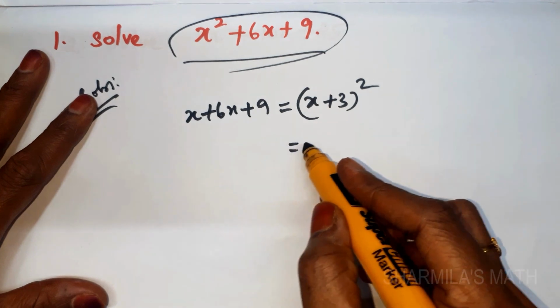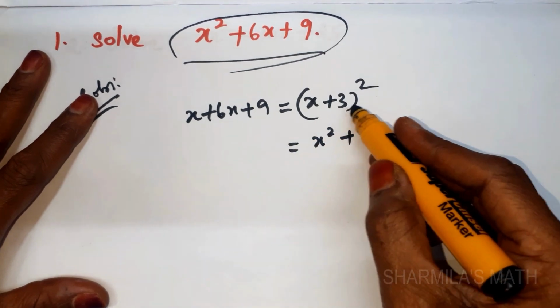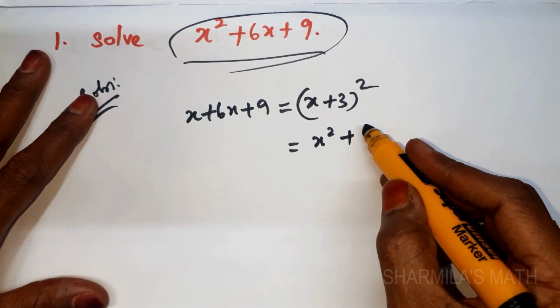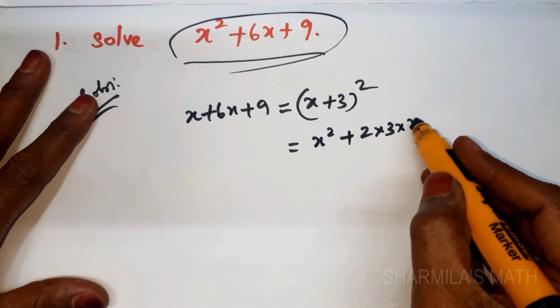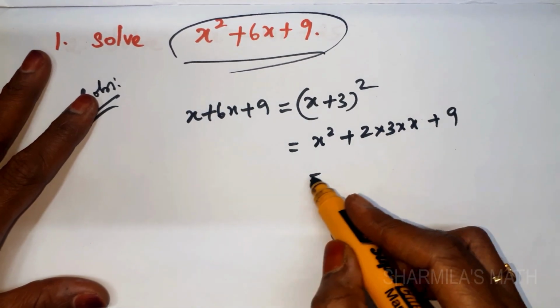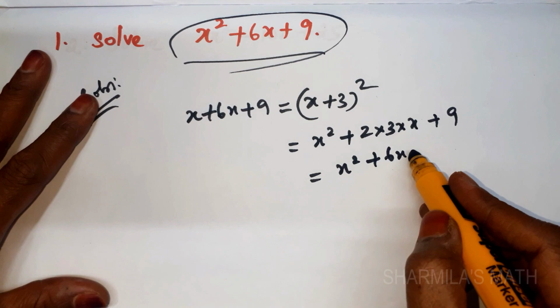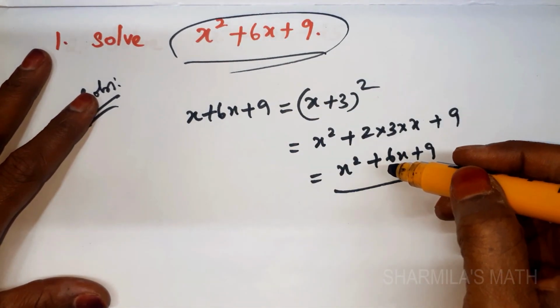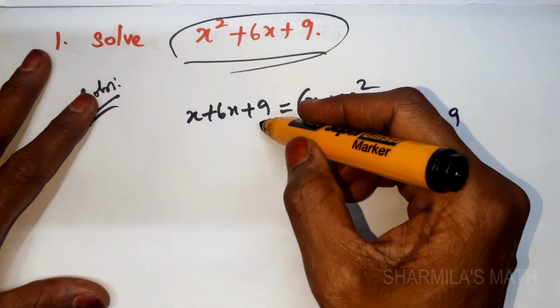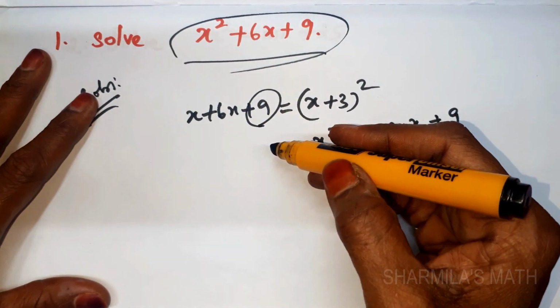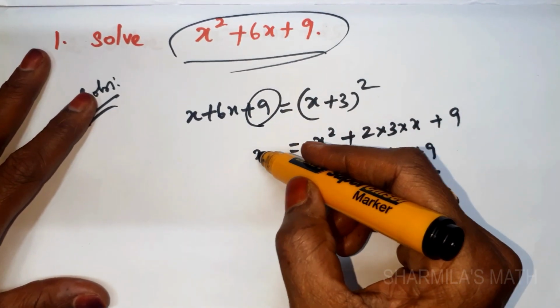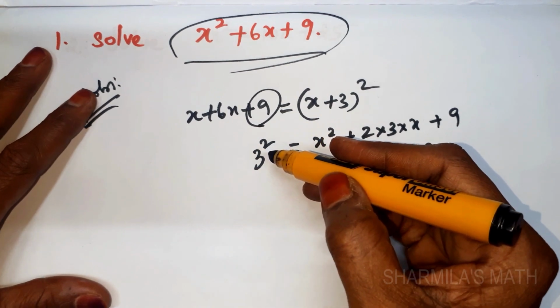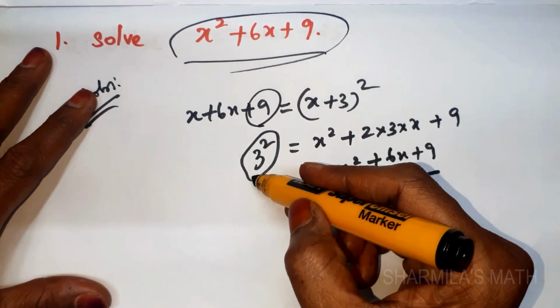When we expand, what are we getting? x squared plus 2 into a into b, that is 2 into 3 into x, plus 3 squared, that is 9, which is x squared plus 6x plus 9, right? How can we find that? Using the identity. See this part: if it is a perfect square, 9 can be written as 3 squared.